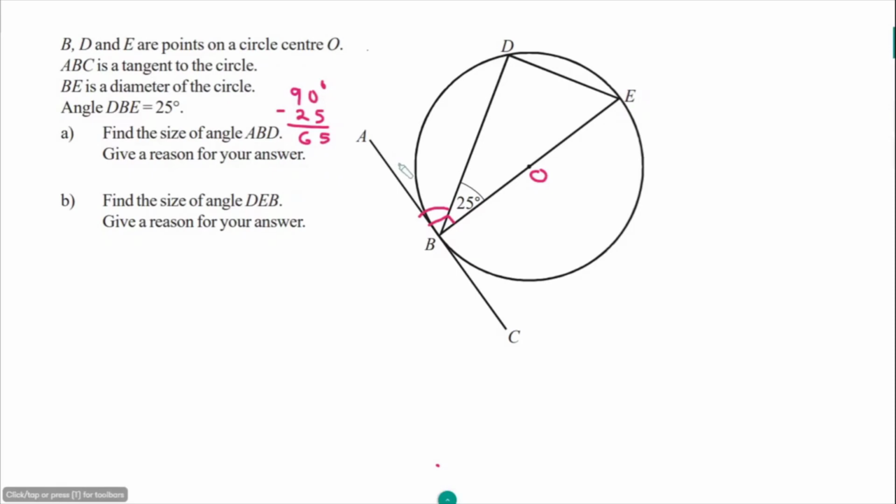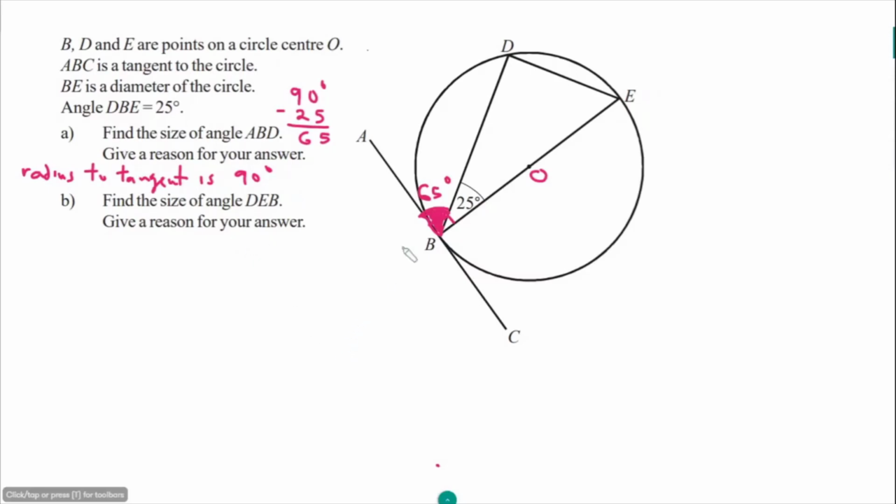So this angle here, angle ABD, I'm going to show that so you can see what I'm really referring to, this one is 65 degrees. And the reason is very simple. Radius to tangent is 90 degrees.